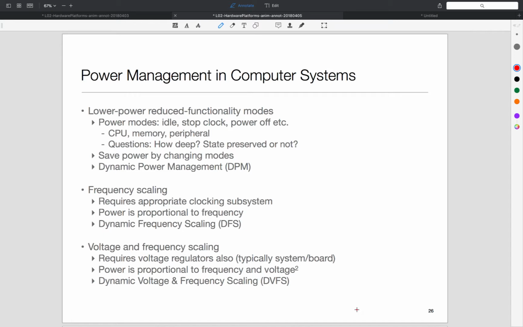Voltage is trickier. Changing voltage on the fly is usually not something you will find on most MCUs. There are some. Usually it is something done at the board level. Okay, so you might see it at the system level. So that's what I've written out here. It requires voltage regulators where you can change voltage on the fly, but typically it's a system or board level function.